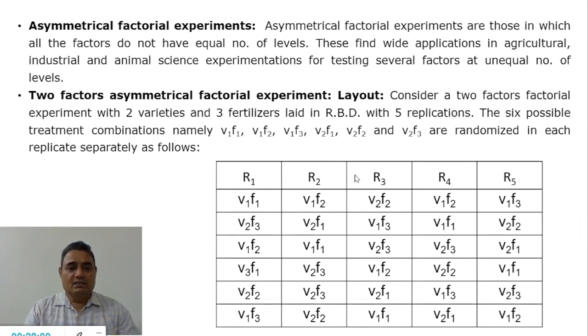These 6 treatments are randomized in each replication separately, like this: V1 F1, in the second replication V1 F2, V2 F2, V1 F2, and so on and so forth. So you can randomize all these 6 treatment combinations in each replication separately, as you did in RBD. So this is the layout.